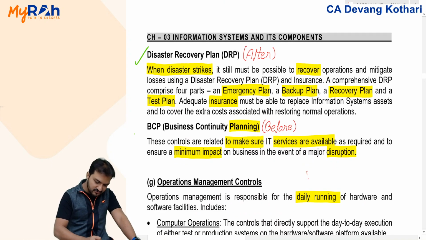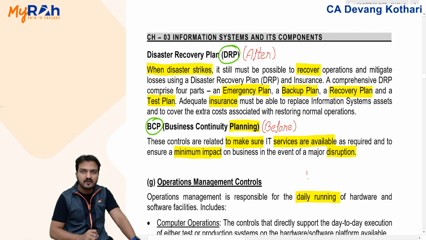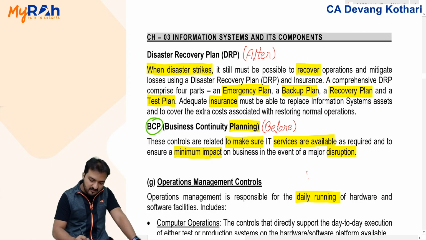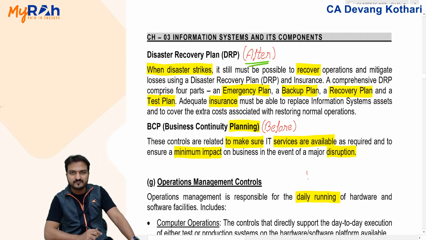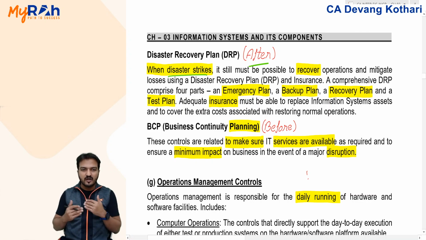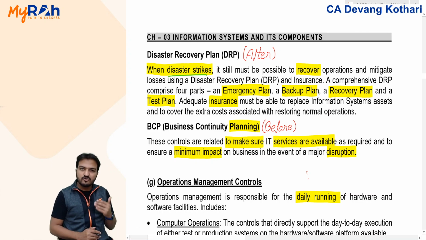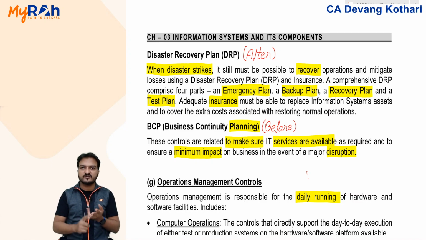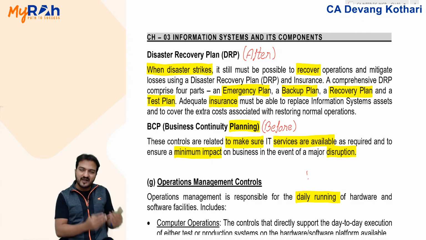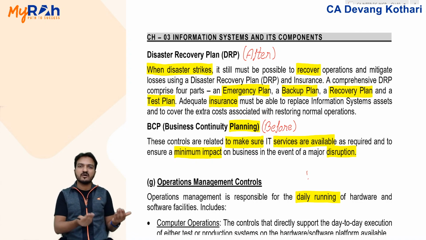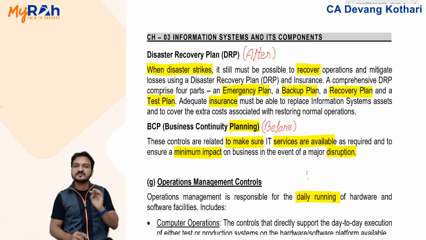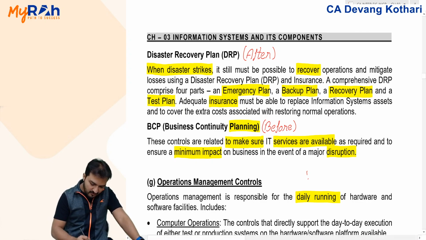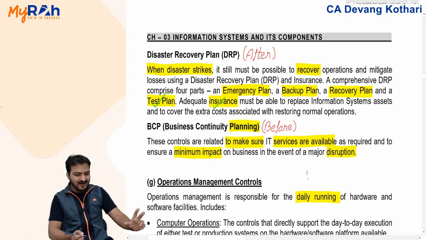Under that, two important terms we had learned: disaster recovery plan and business continuity plan. Disaster recovery plan is basically after a disaster happens. So when a disaster strikes, after the disaster, how would you recover back from the disaster? Say maybe due to the disaster your computers are lost, your data is lost, everything is lost. Then you should have some plan that once everything is lost, how will you come back on your feet? That can be called a disaster recovery plan. Yes, it might contain four parts: emergency plan, backup plan, recovery plan, test plan. And adequate insurance must also be taken against the disaster and all.